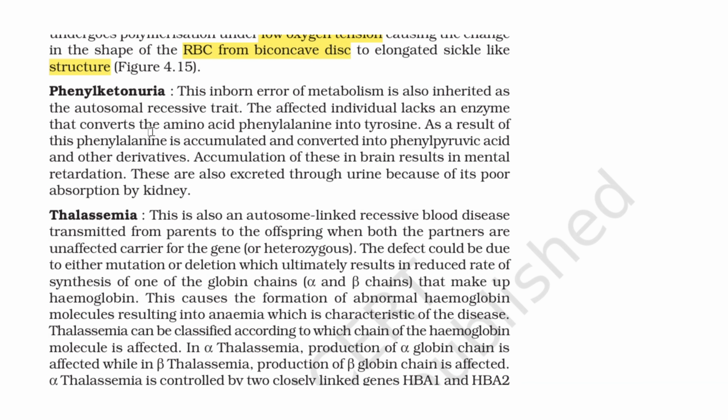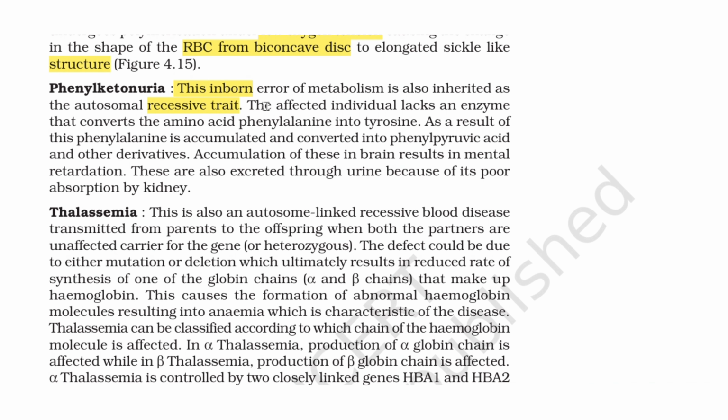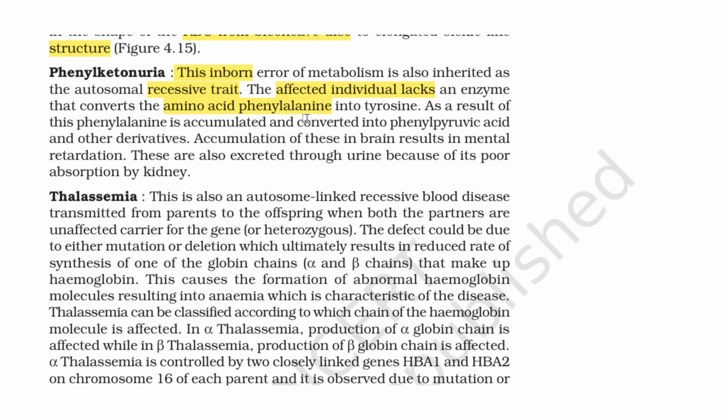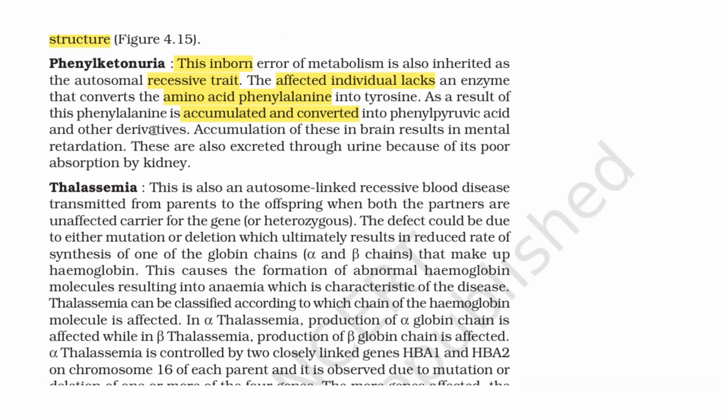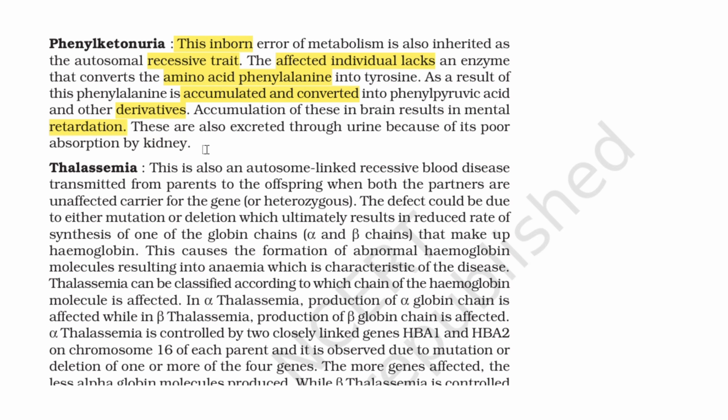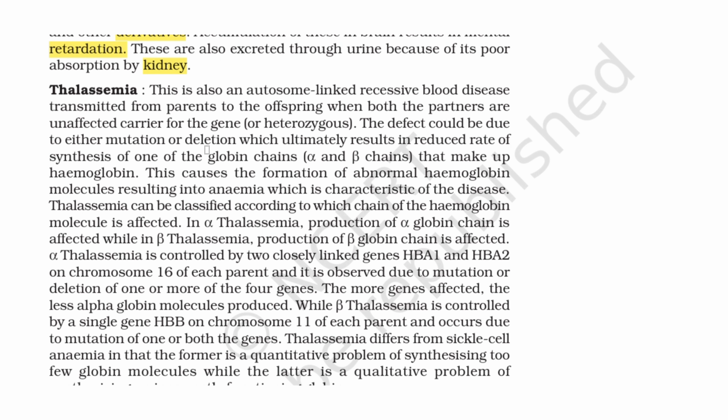Phenylketonuria. This inborn error of metabolism is also inherited as an autosomal recessive trait. The affected individual lacks an enzyme that converts the amino acid phenylalanine into tyrosine. As a result of this, phenylalanine is accumulated and converted into phenylpyruvic acid and other derivatives. Accumulation of these in the brain results in mental retardation. These are also excreted through urine because of their poor absorption by the kidney.